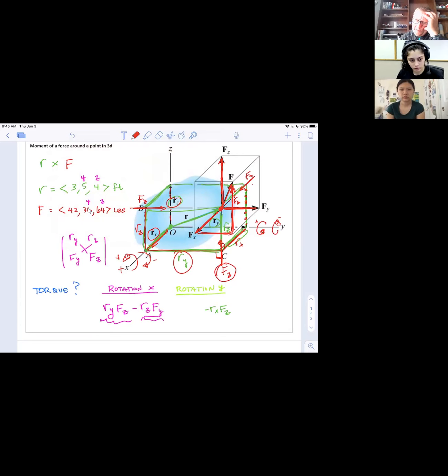How tall is that? What's that distance called? R of Z. Yeah, there it is over there. It's that height. So this is R of Z. And what direction is that causing? Do you agree it's actually causing this positive rotation that we noted down there? Yeah. So it's R of Z times F of X. Do you see how that's also a determinant? That's another determinant. It's the same exact thing.